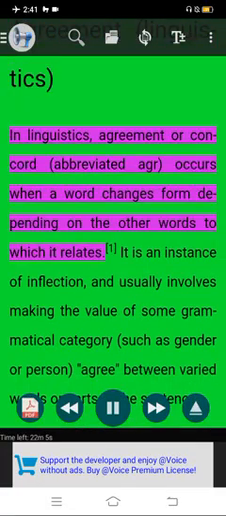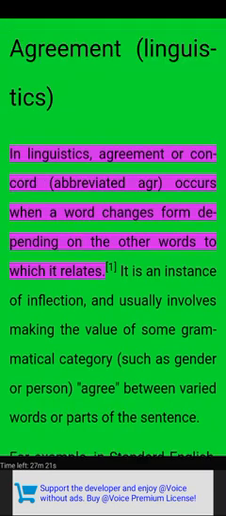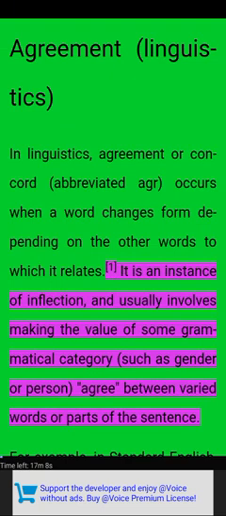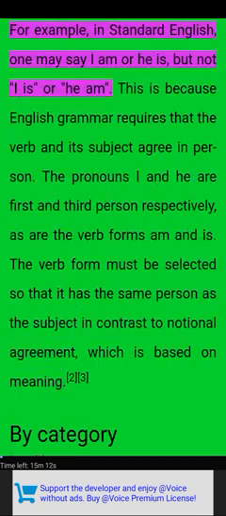Agreement (linguistics). In linguistics, agreement or concord, abbreviated AGR, occurs when a word changes form depending on the other words to which it relates. It is an instance of inflection, and usually involves making the value of some grammatical category, such as gender or person, agree between varied words or parts of the sentence.